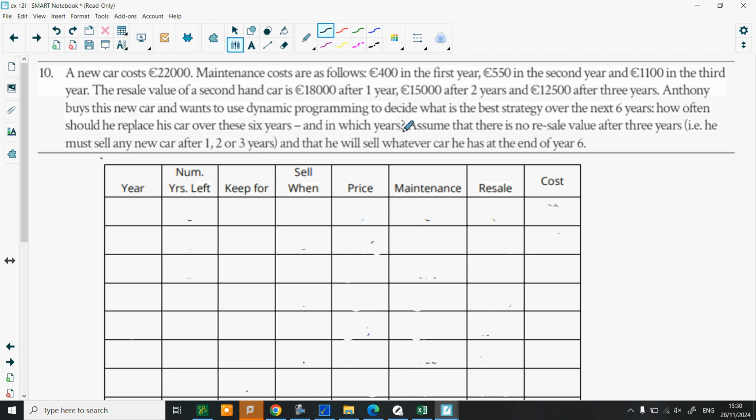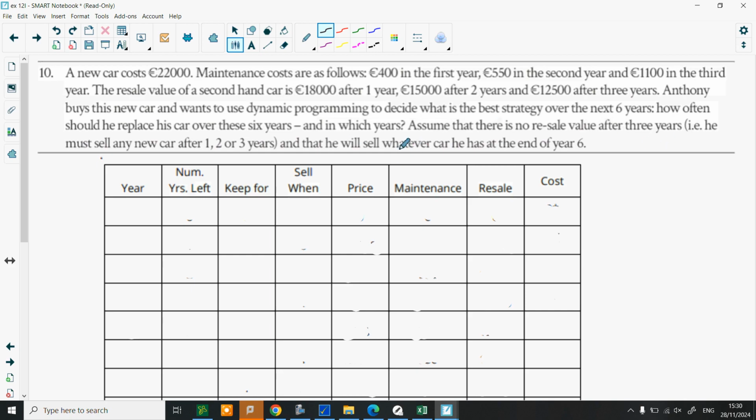So you have to sell. You can't keep it for 4 years. At the end of year 3, you have to sell, is basically what they're saying. And assume there's no resale value after 3 years. He must sell after year 1, 2, or 3, and he will sell whatever car he has.